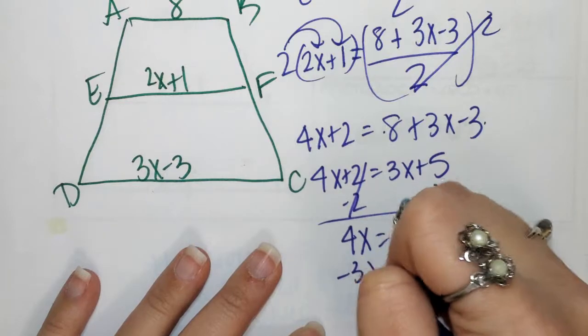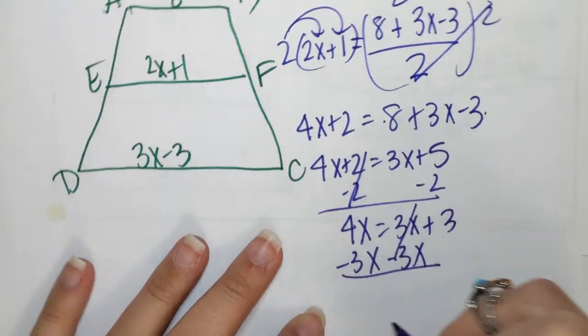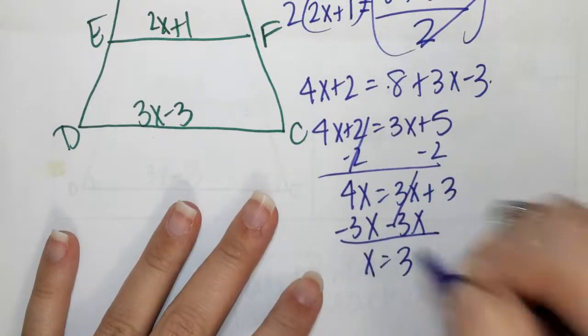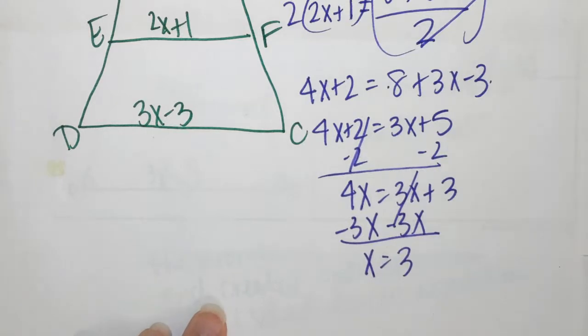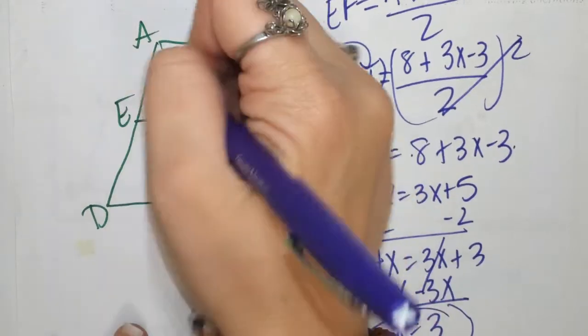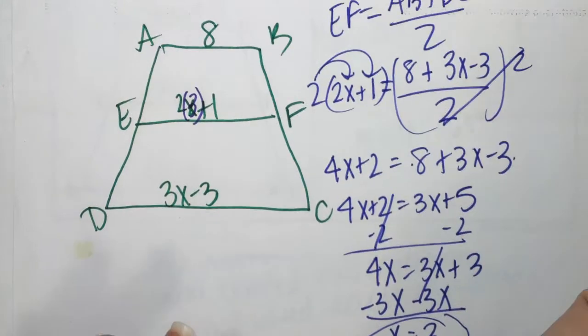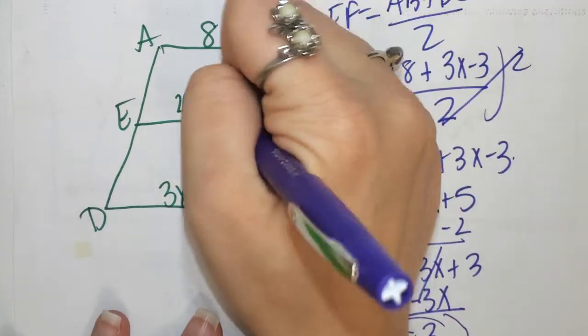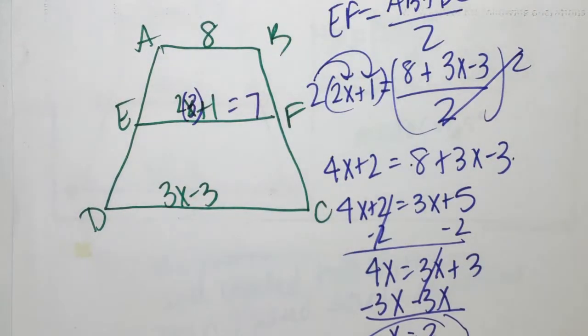Now, did it ask me to find x, EF, or DC? EF. So if I know what x is, what do I put right here? You plug it in. I plug in 3. And what's 2 times 3? And what's 6 plus 1? So are we still doing the same thing even though we have an x in there? Yes. Do we feel a little better?